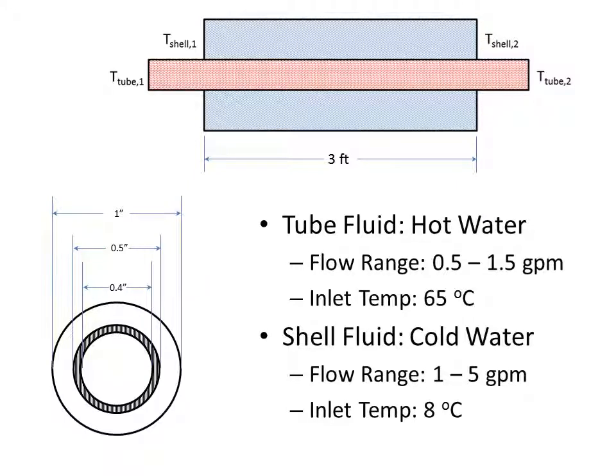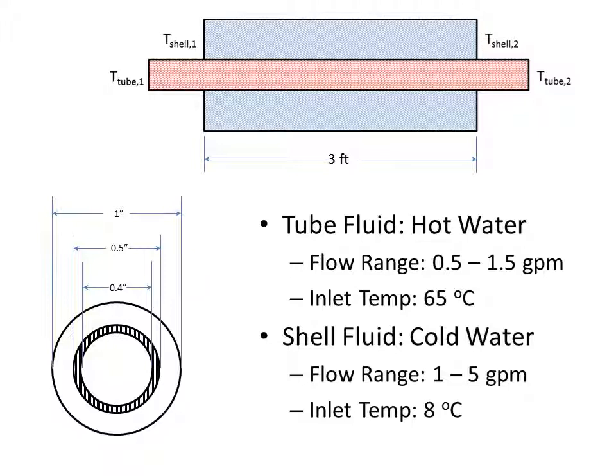We're now going to take a look at an example where we have a double pipe heat exchanger. And in the tube, we're going to have hot water. Its flow rate is going to range from 0.5 to 1.5 gallons per minute. The inlet temperature of the hot water will be 65 degrees Celsius. The shell fluid will be cold water. Its flow range will be from 1 to 5 gallons per minute, and the inlet temperature of that cold fluid will be 8 degrees Celsius.